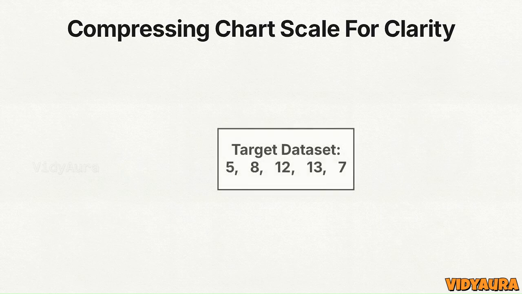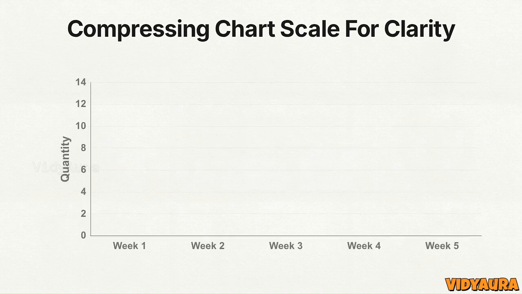Let's say you have a data set where the maximum value is 13. If you make one unit equal to one item, you have to draw 13 individual hash marks, which might make your graph too tall for the page. Instead, you can compress the scale. If you group the markers by 2s, the exact same data fits comfortably into half the space.